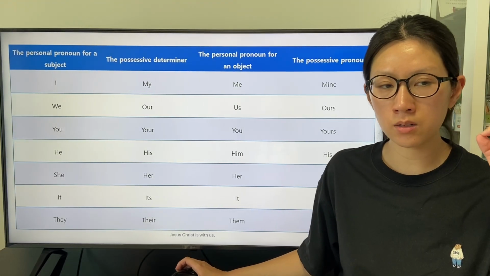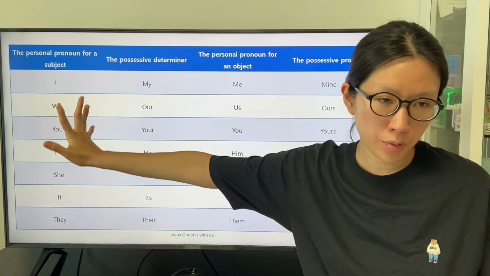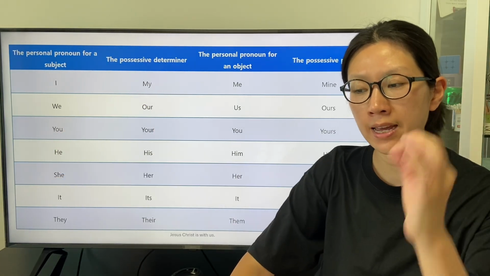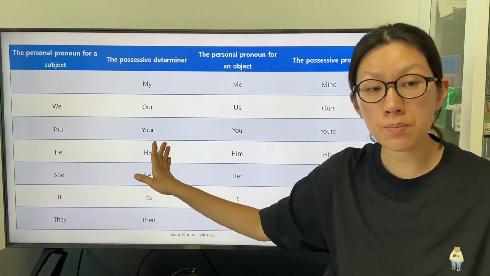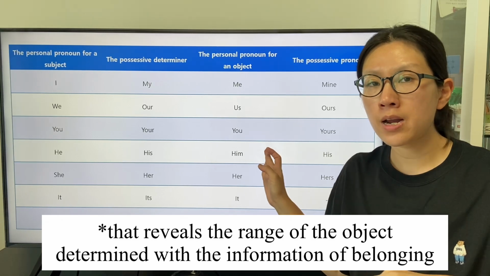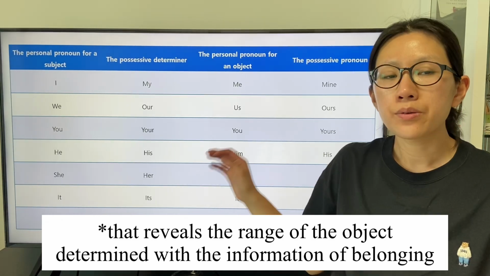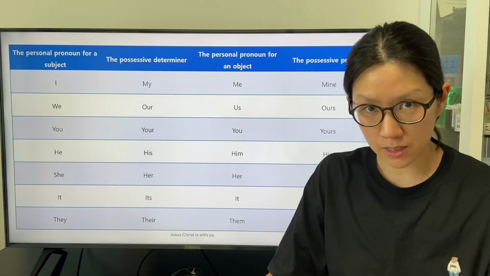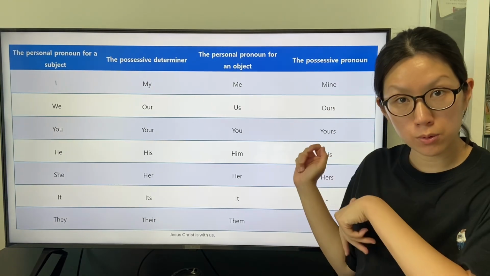This is the table for a personal pronoun that is applied as a subject in a clause, the possessive determiner that reveals the range of the object determined with the information of belonging, the personal pronoun that is applied as an object in a clause, and the possessive pronoun.